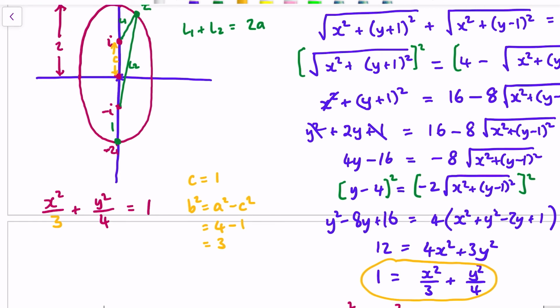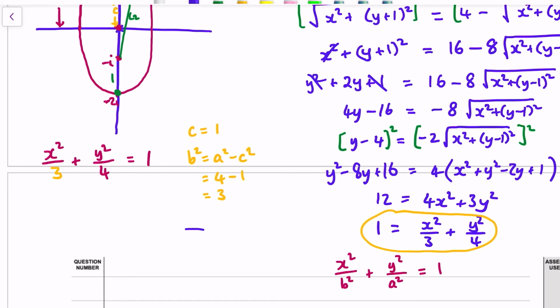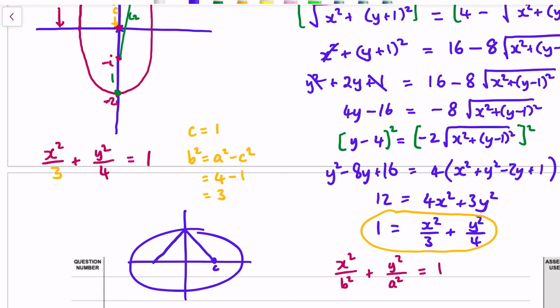Where does this b squared equals a squared minus c squared formula come from? If you have an ellipse where this is c, if I draw a triangle there, this would have to be a, and that would also have to be a. Remember, the sum of the distances is 2a, but if I draw an isosceles triangle, it has to split in half. And then this is b, the distance from the centre to the top, and I use Pythagoras on that right angle triangle: b squared plus c squared equals a squared. If I turn the ellipse around and it's vertical, then my a and my b switch around.